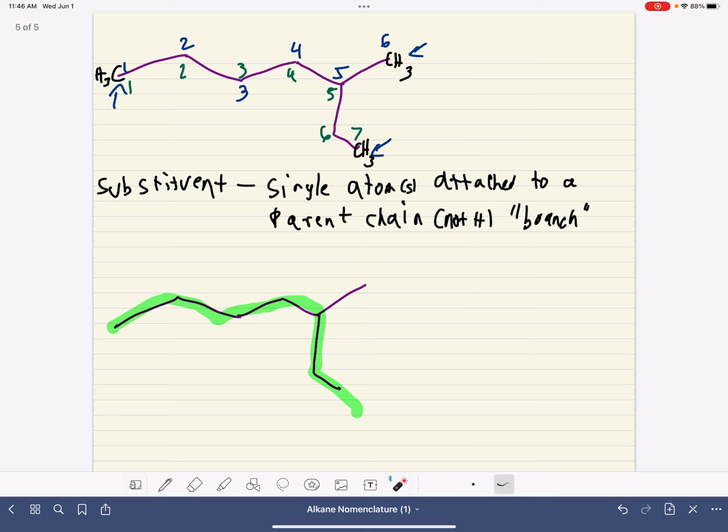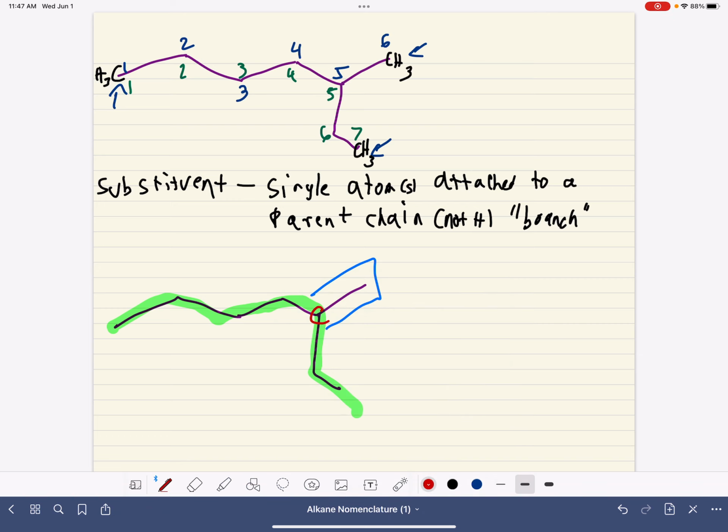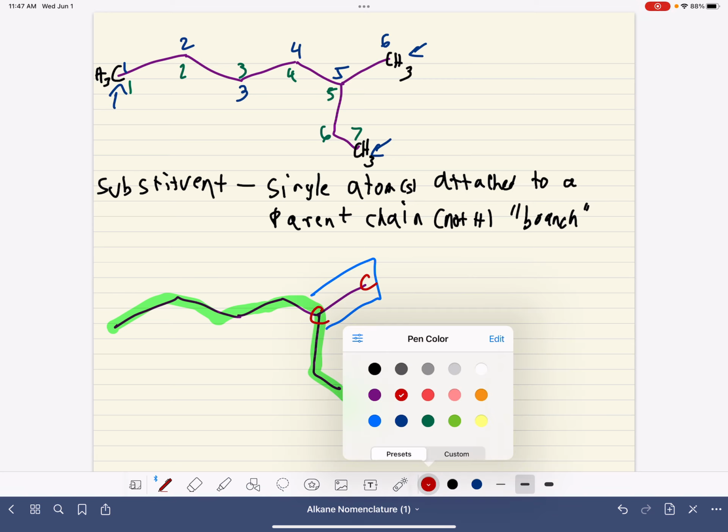So a substituent, remember, is a single atom attached to a parent chain. So here we have our parent chain, but then we see this thing coming across or off the parent chain. Now what is that? Well, that is actually a substituent. And what is important to note here, and a lot of people get confused about this, is there is a carbon right here, there's a carbon right here. But the carbons can't be both part of the substituent and the parent chain.